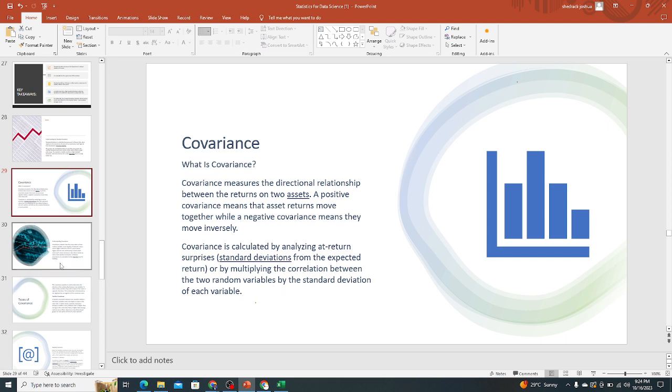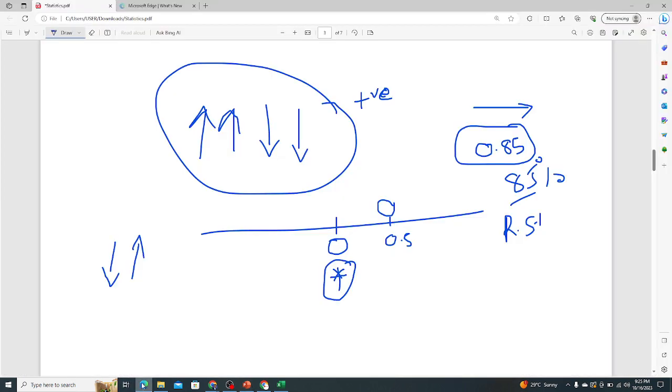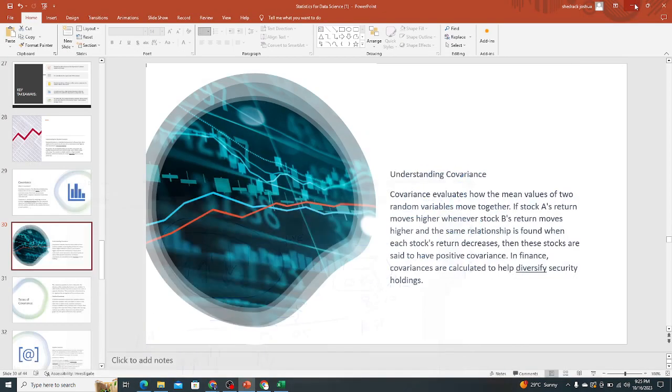We shall see this more when we do the mathematical calculations. Let's come to understanding covariance. Covariance evaluates how the mean values of two random variables move together. For example, if stock A's return moves higher whenever stock B moves higher, and the same relationship is found when each stock's return decreases, then these stocks are said to have a positive covariance. When one variable is increasing and the other is also increasing, or both are decreasing, we have a positive covariance.